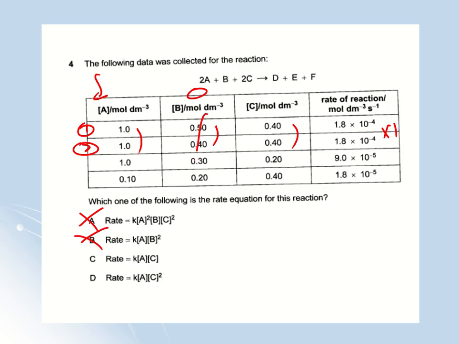So B is 0 order, so it's irrelevant. I can ignore it completely. Doesn't matter whether it changes, it doesn't affect the rate. So let's look at experiment 1 and experiment 4. If I go back from 4 up to 1, that changes by a factor of 10. That changes by a factor of 1, so it's not affecting the rate. And if I go from there back to there, that is also changing by a factor of 10. That's directly proportional. So therefore A is first order.